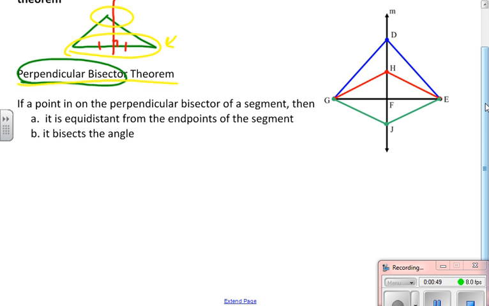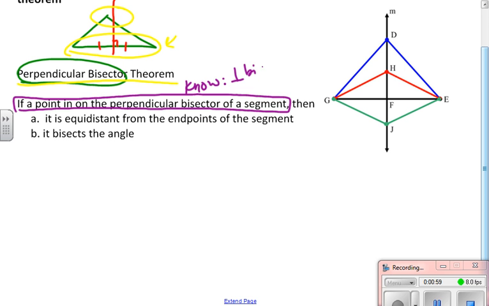So if a point is on the perpendicular bisector, this is what we have to know. We have to know we have a perpendicular bisector, and we have to know we have a point on the perpendicular bisector. So two pieces of information. So if we look at this blue thing first, we'll focus here first. So we would know that this is perpendicular. We would know that information. D is on it.